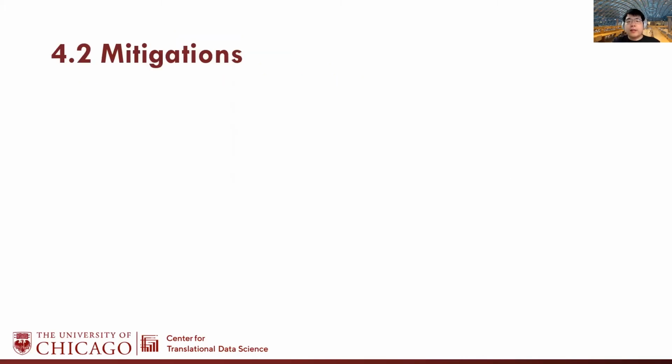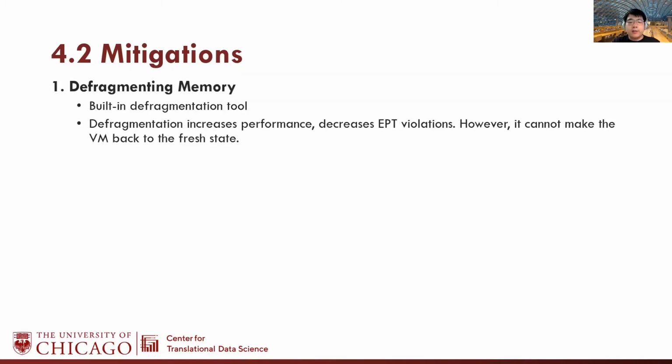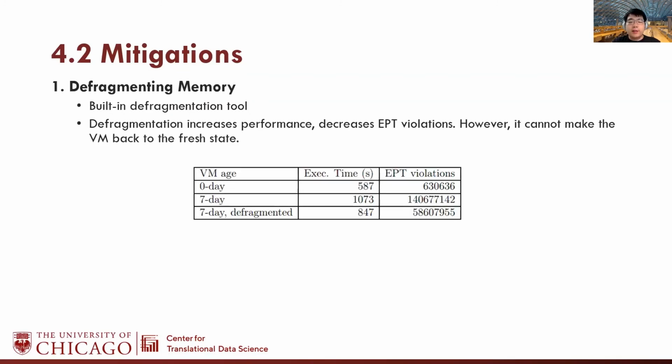For mitigation, we demonstrate 2 methods that we tried here, and please refer to the paper for the other 3 methods. The first method is defragmenting memory. We can use the built-in tool to achieve this, and it can increase performance and decrease EPT violations. However, it's simply impossible to get the VM back to the fresh state. As shown in the table, defragmenting on the 7th day can increase performance and decrease EPT violations. However, it is still much worse than the fresh state.